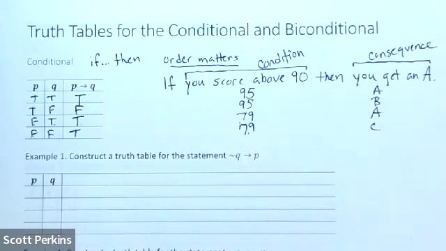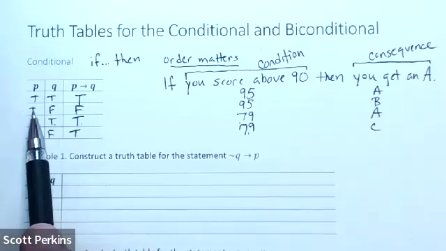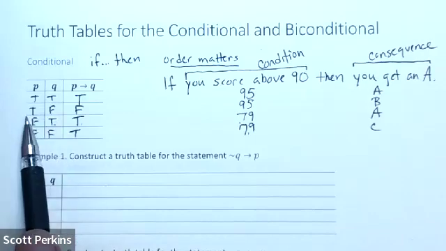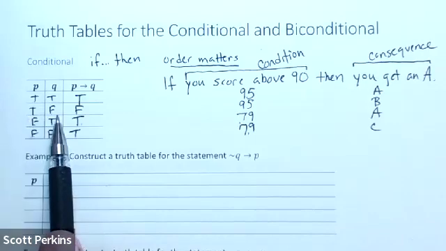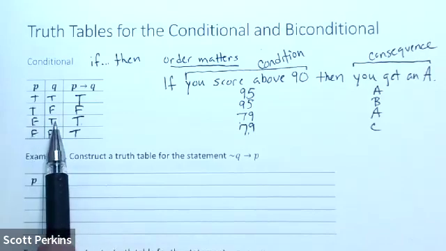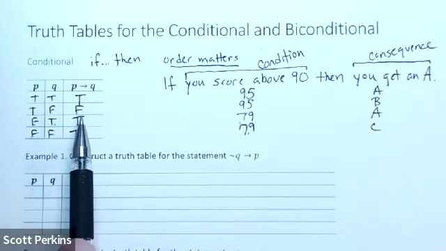So looking at the pattern here, the only time your conditional statement is false is if you met the condition and you did not get the prescribed consequence. True, then false. So notice that means the order matters, because if they go false, then true, that results in a true. That's why I say that this is the only statement where order matters. So you've got to be careful.